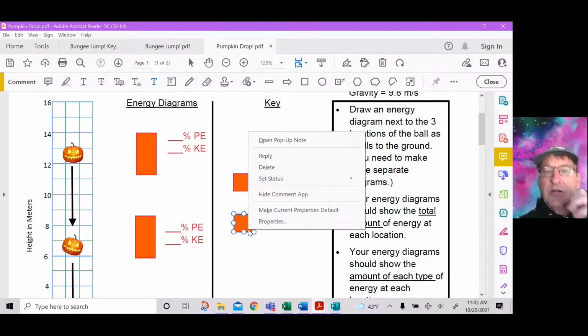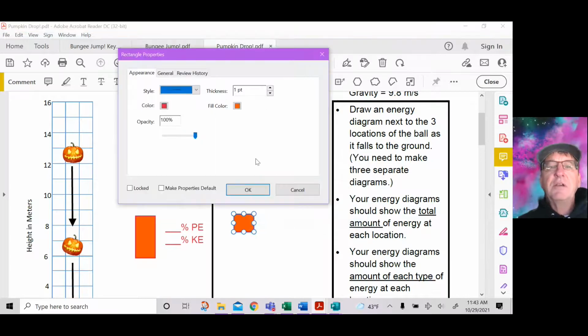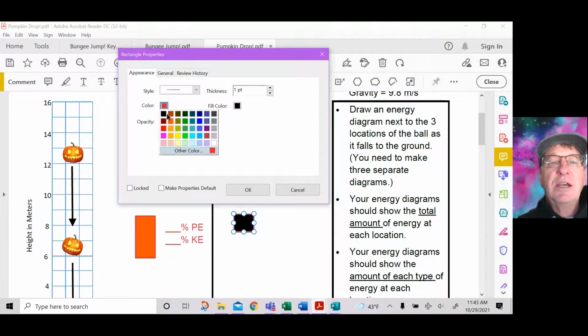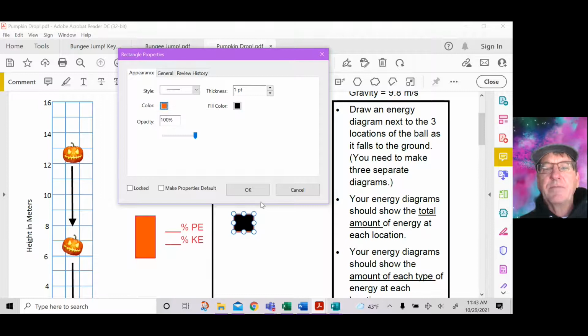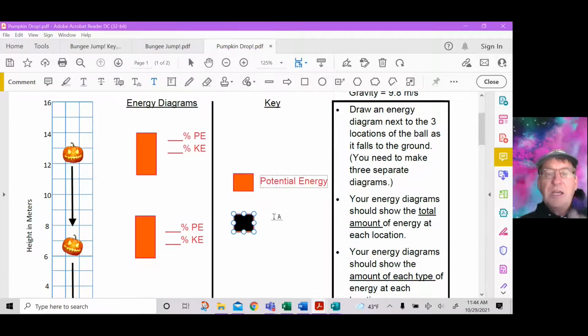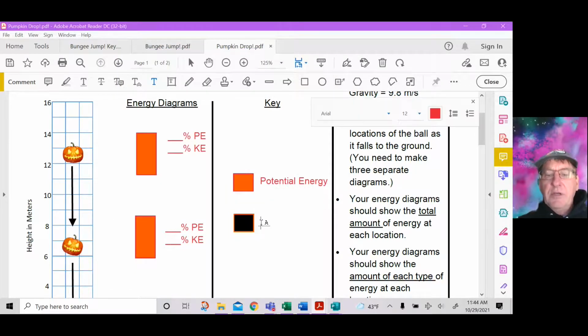But I need a different color to represent my kinetic energy. So I right-click, go to Properties. I'm going to fill it with black to stay with my Halloween theme here. Oh, I think I'll make the edges be orange still, so it'll look kind of Halloween-y. And then this is going to be kinetic energy. Okay, so there's the key.